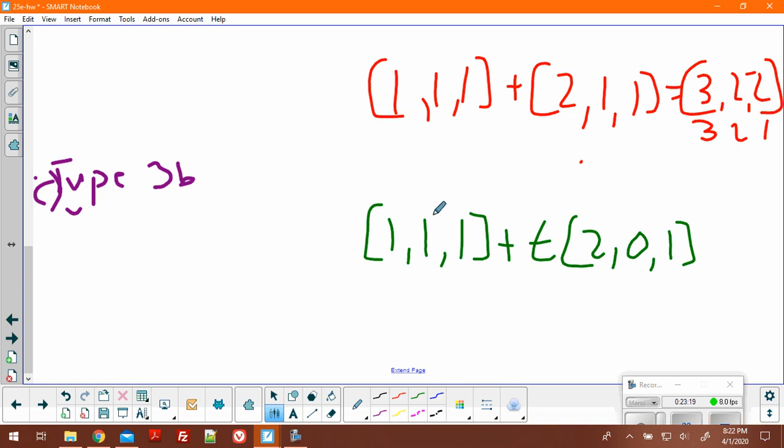Now the planes I make are going to have two conditions. One, they have to have this point. And two, they're going to have to be perpendicular to this line, or sorry, the normal is going to have to be perpendicular to this line. Those are the two conditions.